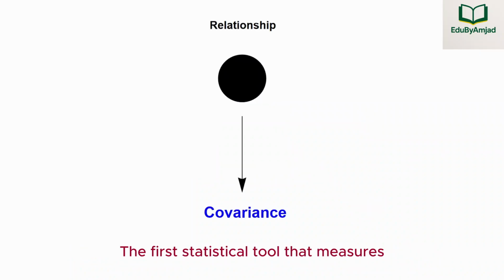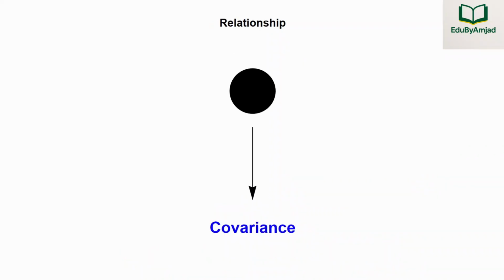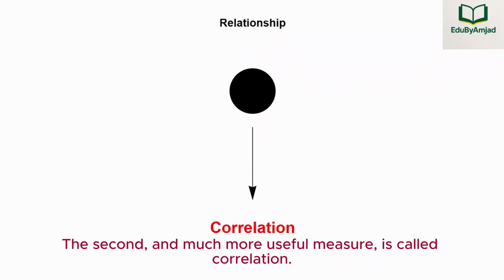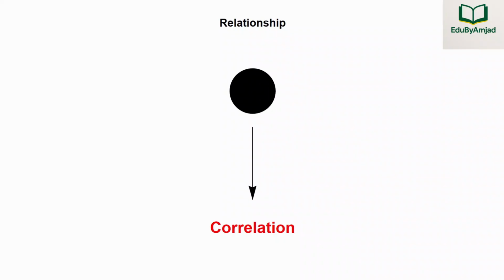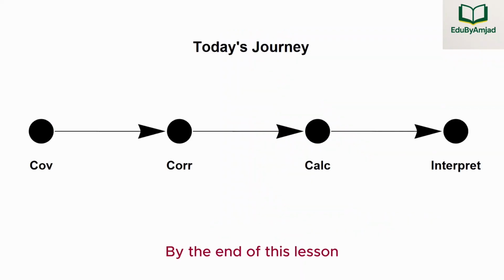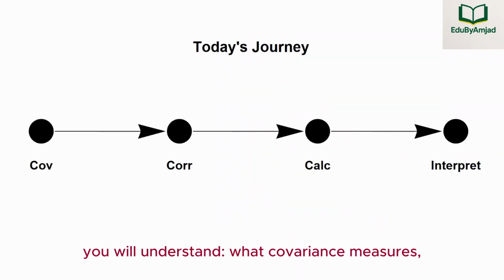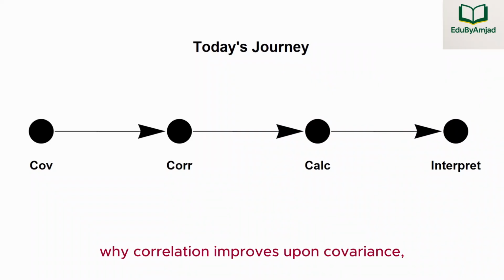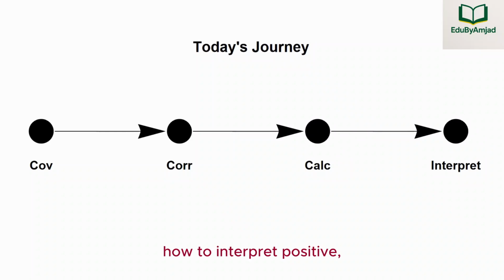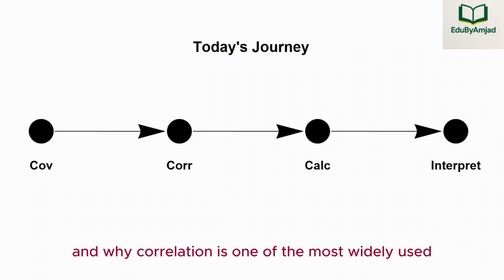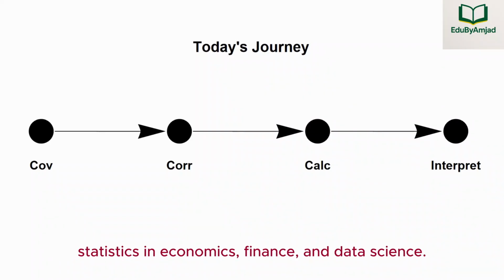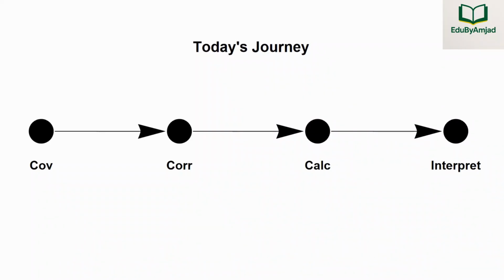The first statistical tool that measures this relationship is called covariance. The second, and much more useful measure, is called correlation. By the end of this lesson you will understand what covariance measures, why correlation improves upon covariance, how both measures are calculated, how to interpret positive, negative, and zero correlation, and why correlation is one of the most widely used statistics in economics, finance, and data science.